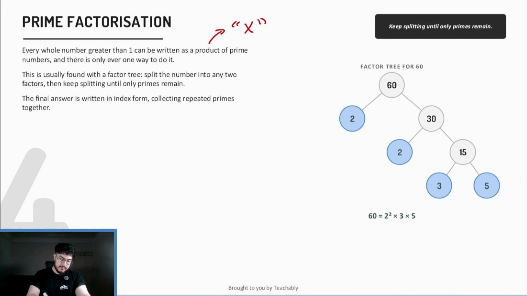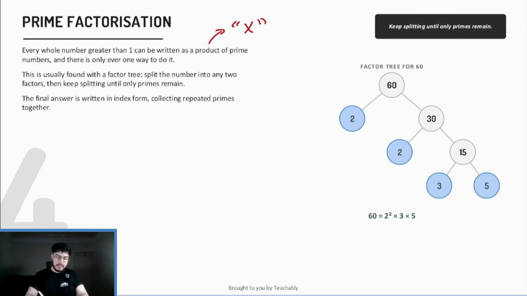This is usually found with a factor tree. A factor tree is a method to get the prime factorization, and I'm going to teach you how to do it. You split the number into any 2 factors and then you keep splitting until only prime numbers remain. Remember in the previous lesson when we were talking about prime numbers, numbers that only have 1 and itself as factors. So this is linking to the previous lesson as well. The final answer is written in index form, and I'll speak to you about that, collecting repeated primes together.